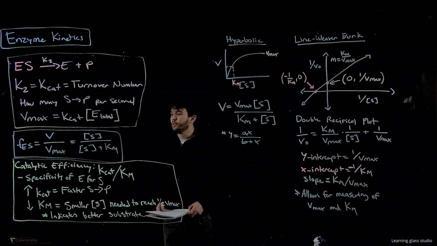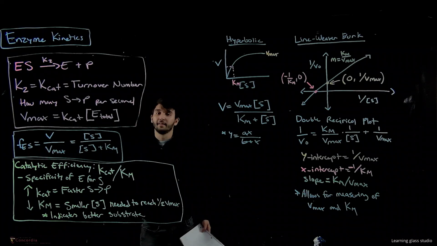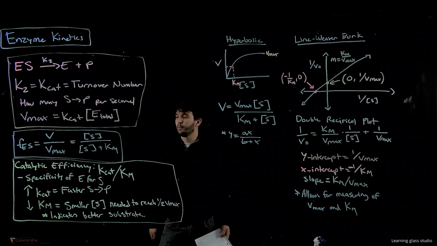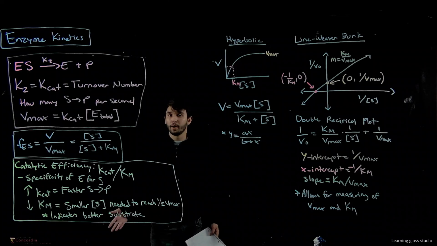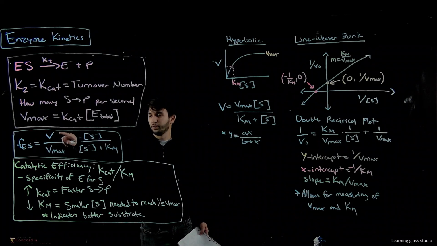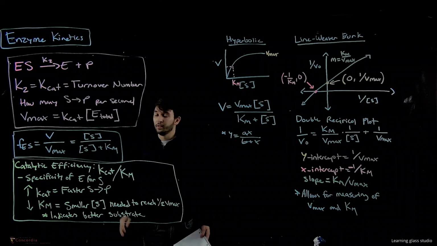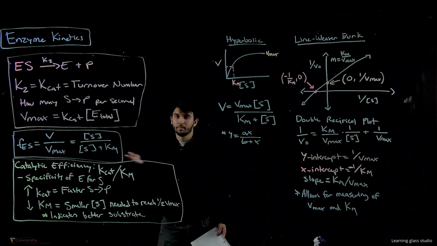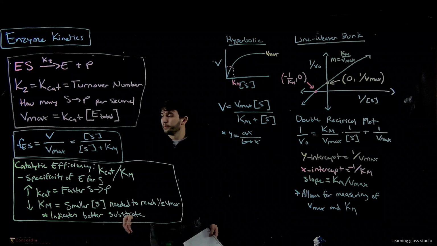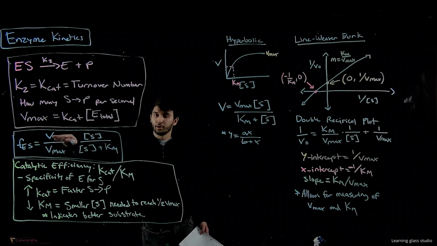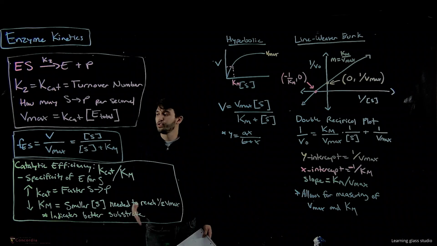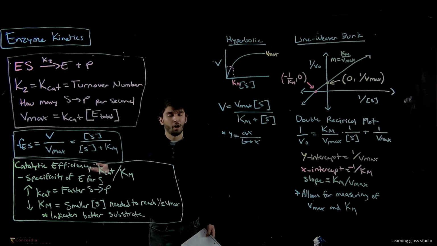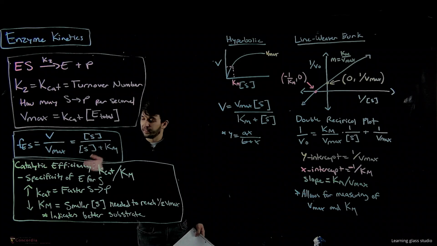Another formula we can use is FES. This is the fraction of enzyme substrate complexes, so the fraction of enzymes that are bound to a substrate. There are two ways to find this. You can use V, the rate divided by the maximum rate, or the specific substrate concentration divided by the substrate concentration plus Km. These are equivalent. So these will both tell you, at a specific rate or a specific substrate concentration, how many enzymes are bound to substrate. The last one is catalytic efficiency.